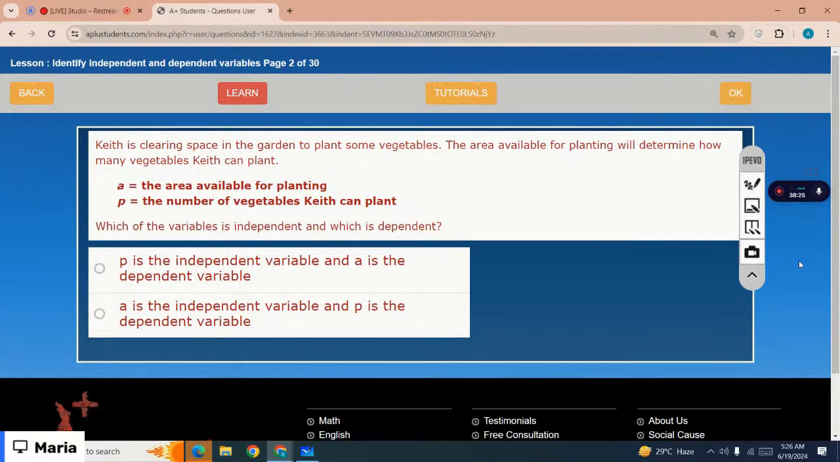The area available for planting will determine how many vegetables Keith can plant. If she has more area available for planting, she can plant more. That means A is the independent variable and the plants are dependent on the area. If she has more area, she can plant more plants, right? So the correct option is A, the area, is the independent variable, and P is the dependent variable. Got it?